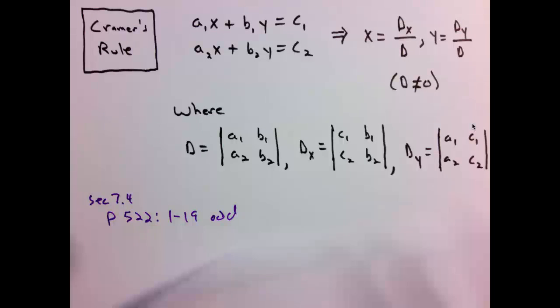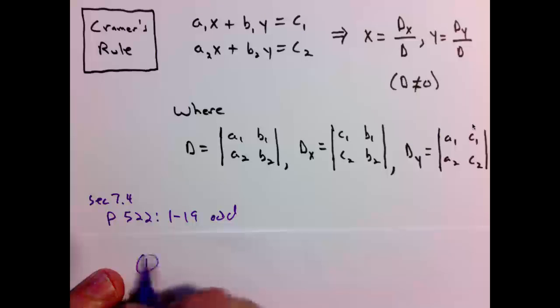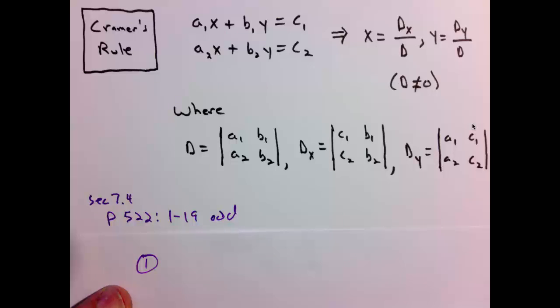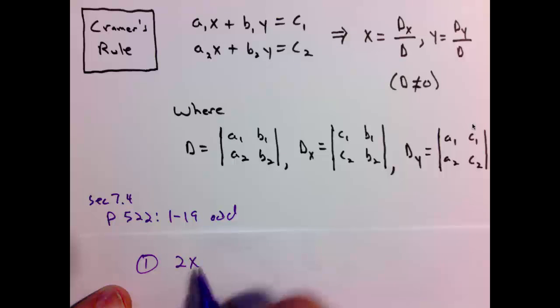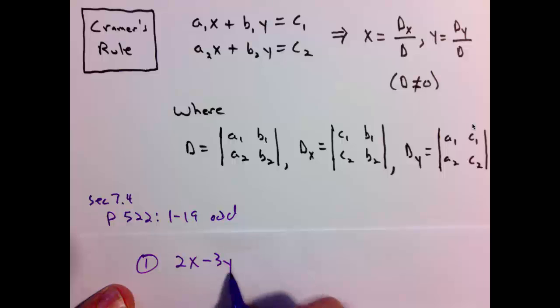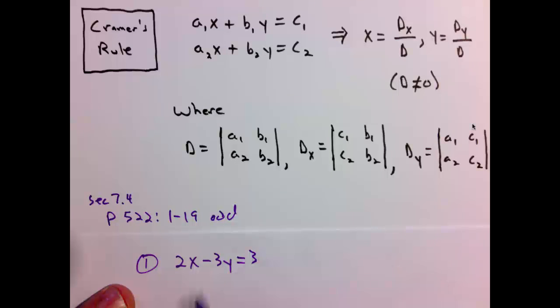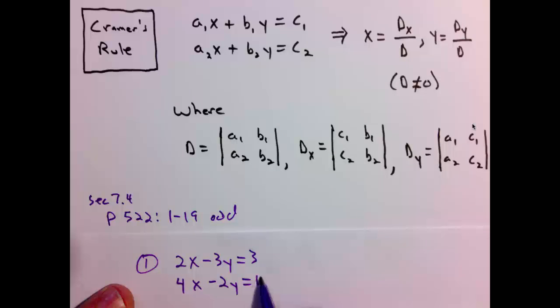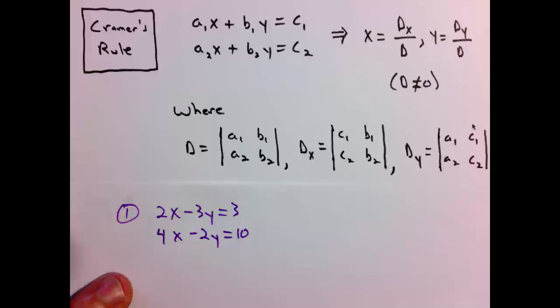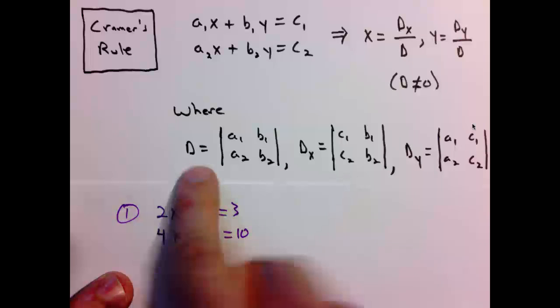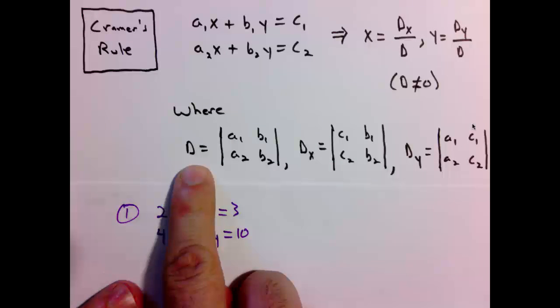All right, let's begin with problem number 1. Number 1 on page 522 gives us the system 2x minus 3y equals 3, 4x minus 2y equals 10. To solve this system, we're simply going to find each one of these values. This value d is the determinant of our coefficients.